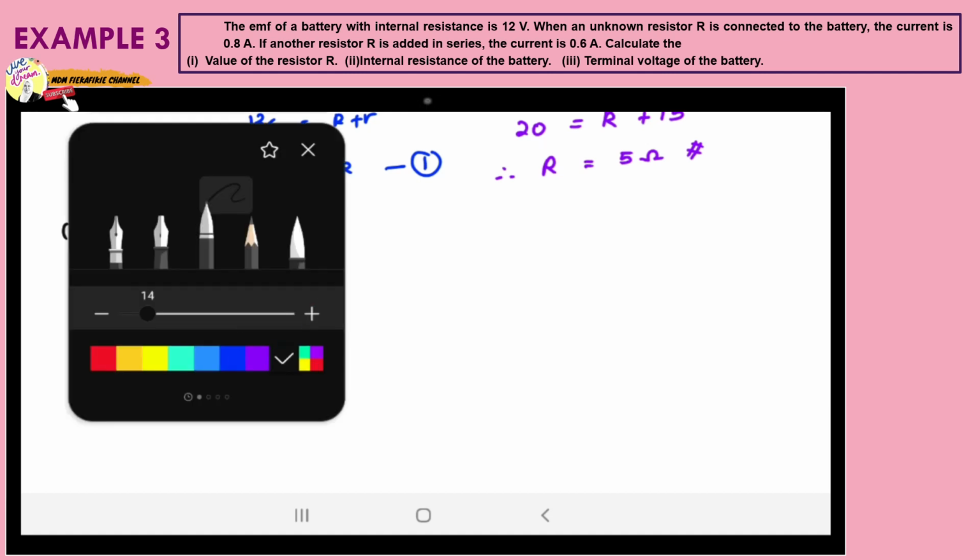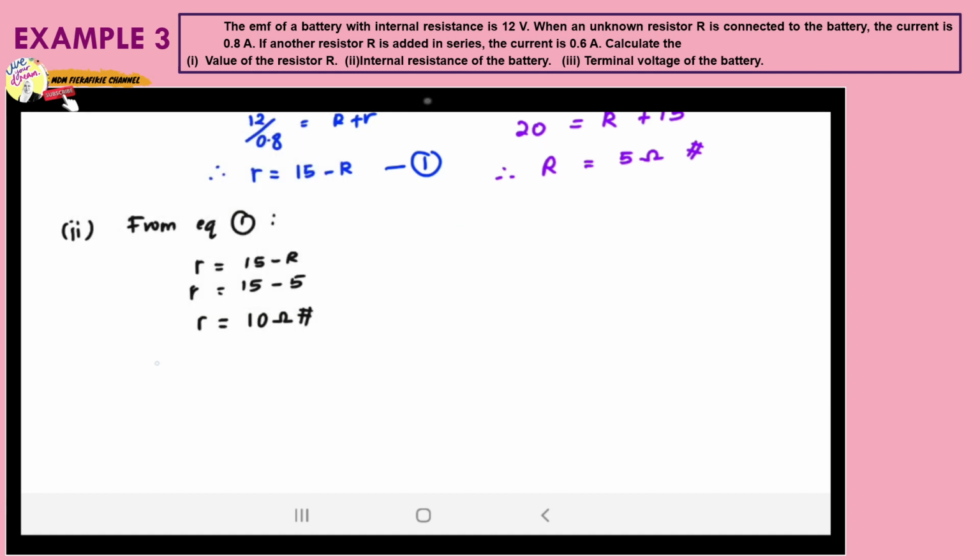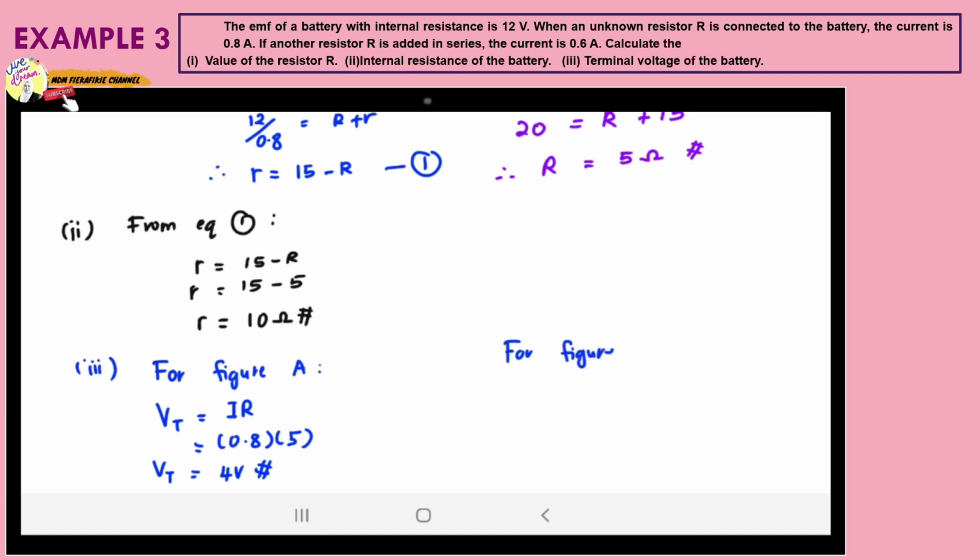Okay. So now, let's say for figure A, V terminal is equal to IR. So we just have one R. Remember, I given from the question is 0.8 and 5 ohm is the value of resistance for the external resistor. So VT is equal to 4 volt. But for figure B, sebab soalan ni tak bagi tahu, dia nak terminal voltage untuk A ke B, so kita kira dua-dua lah.